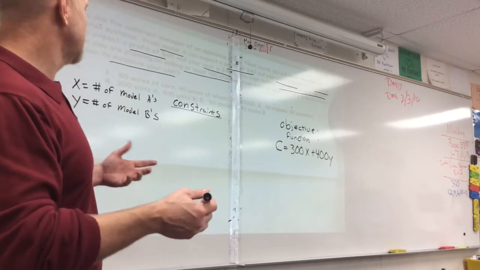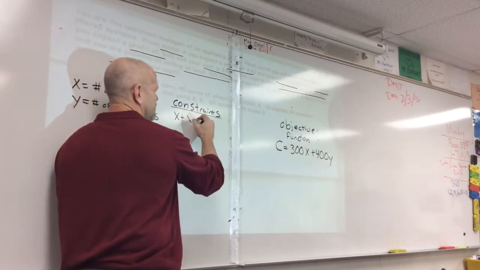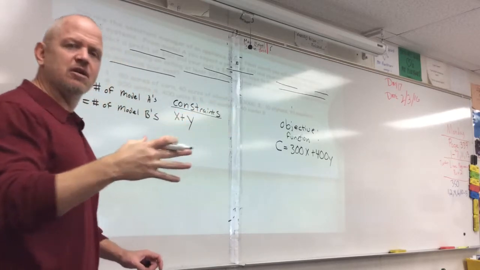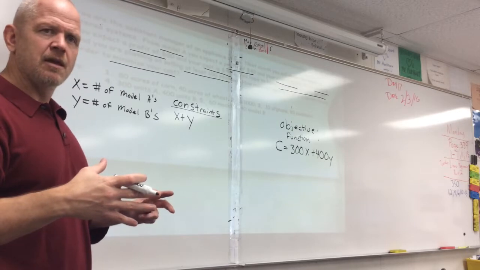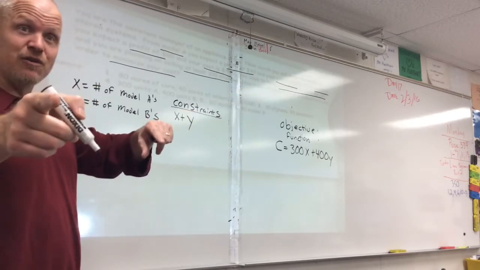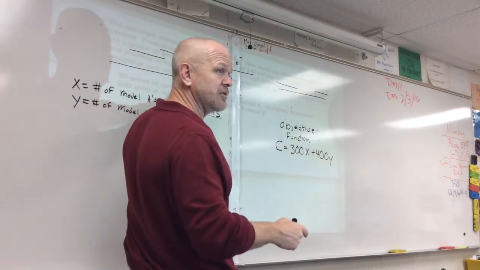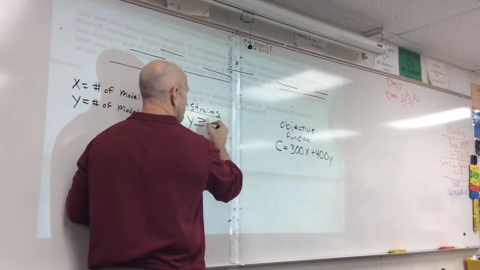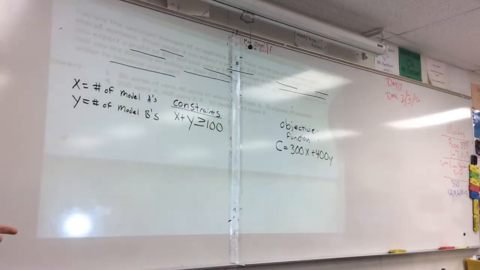So let's go there. We've got X plus Y, just straight stereos, not money, just straight stereos. What do you guys think? Greater than or equal to 100. Let's see, is that true? We've got to sell at least 100 stereos. X plus Y is greater than or equal to 100. All right? So at least that much.